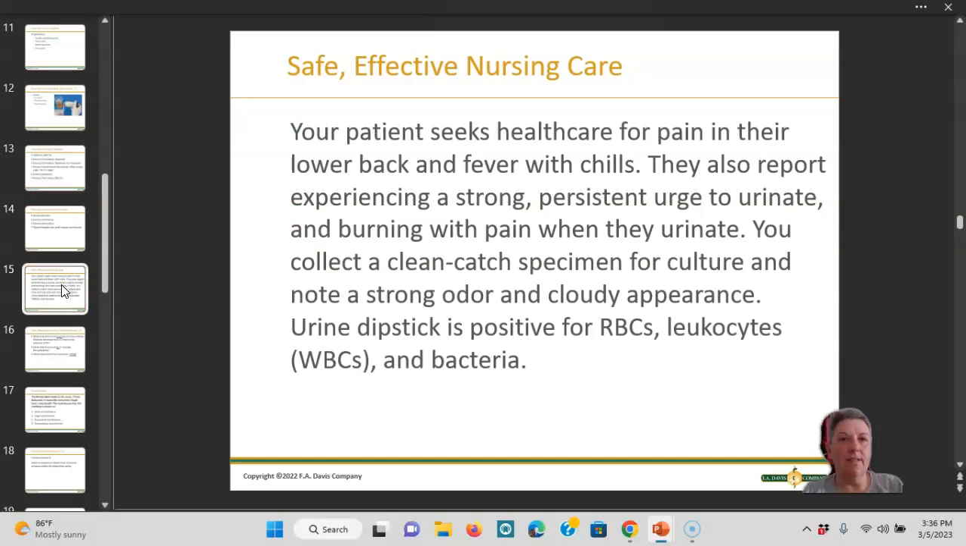All right, let's think about this. Your patient seeks healthcare for pain in their lower back and fever with chills. They also report experiencing a strong, urgent, persistent urge to urinate, burning with pain when they urinate. You collect a clean catch specimen for culture and note a strong odor and cloudy appearance. The dipstick is positive for RBCs, leukocytes, and bacteria. If it smells like a urinary tract infection, it probably is.